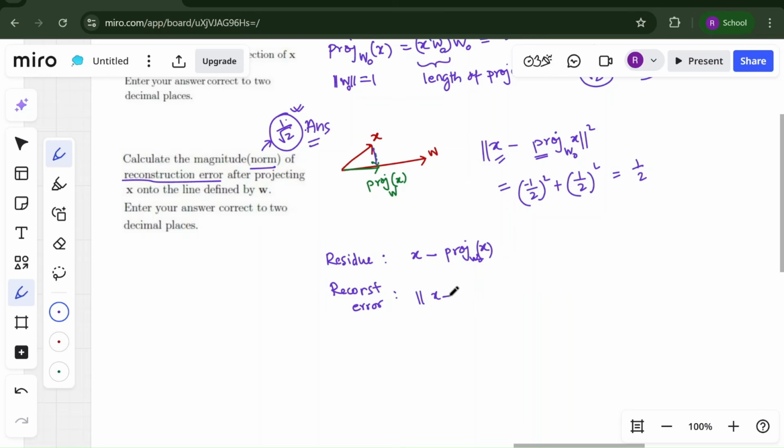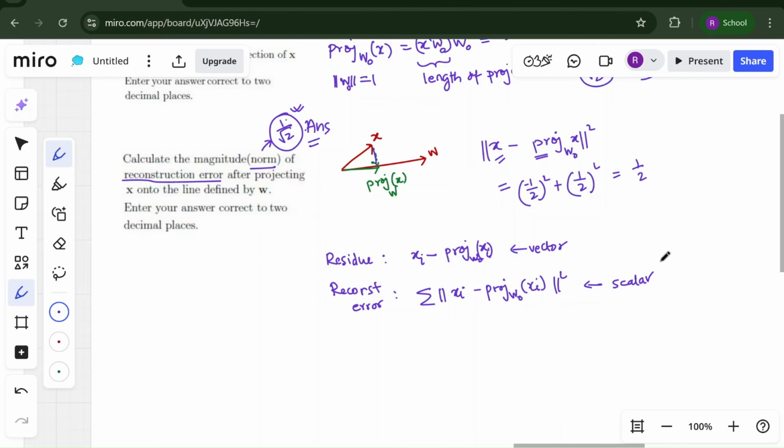iska norm square. In fact, if you have multiple data points, then it will be the sum of all xi minus projection of xi onto W naught. Residue is a vector. There will be one vector, one residue, for every data point. Reconstruction error is a scalar. The ideas are the same, but overall the data types are different.